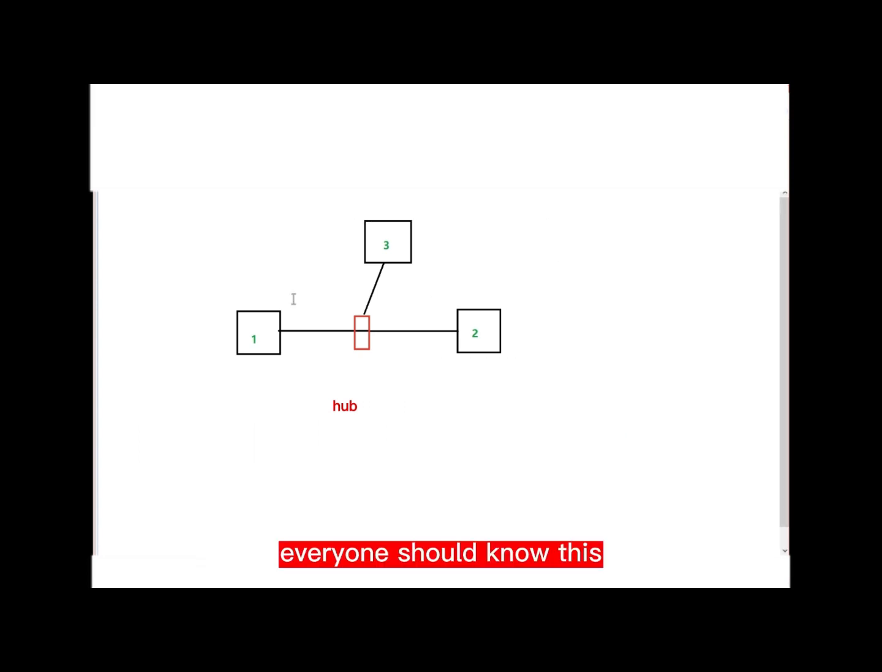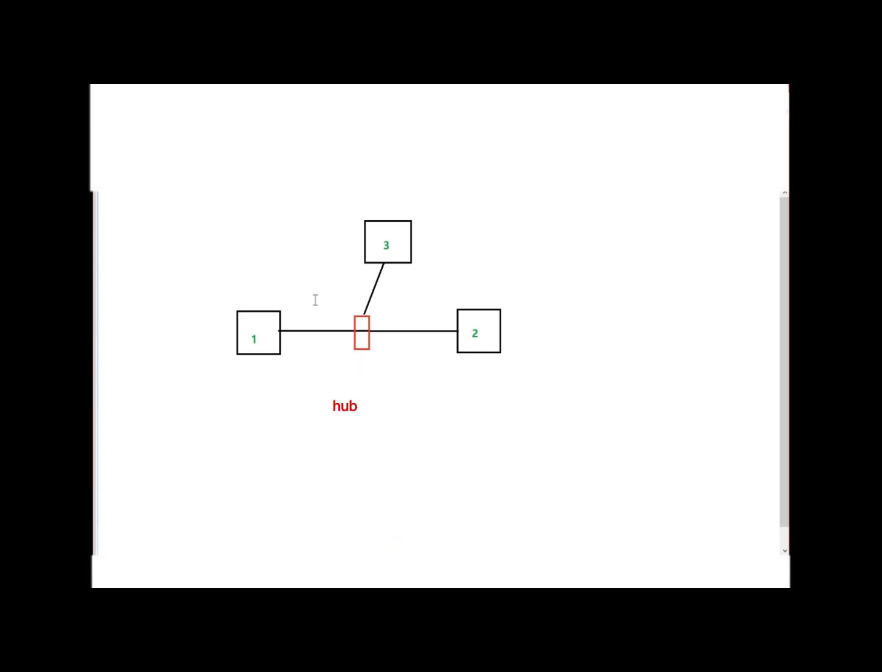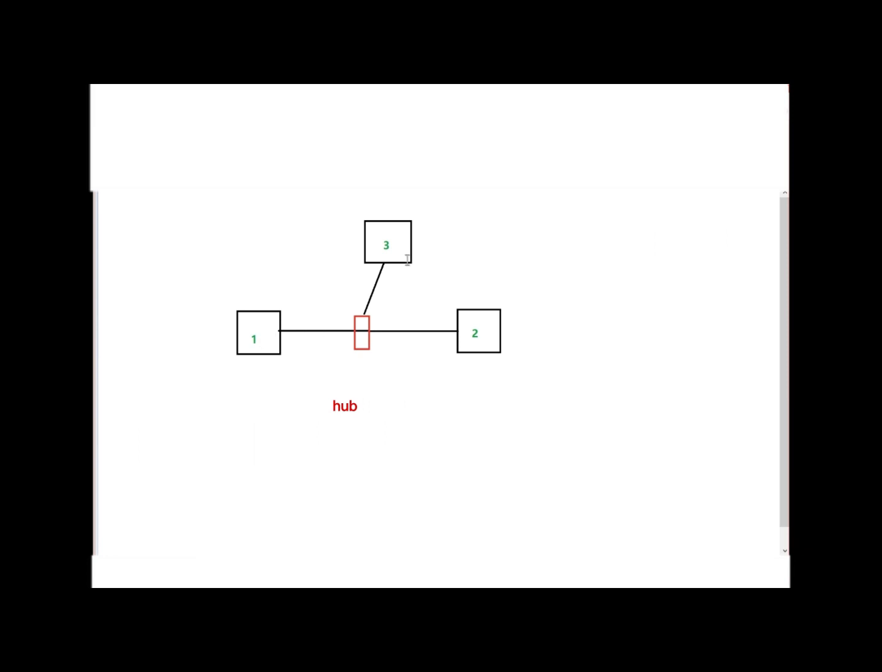Everyone should know this. In fact, this kind of bandwidth utilization is relatively low, because the bandwidth of the link is always occupied. Second, data security cannot be guaranteed. In a hub-based network, unicast communication is not possible. So that's one of its downsides. We also call this device a half-duplex device. When you send, others cannot send at the same time.